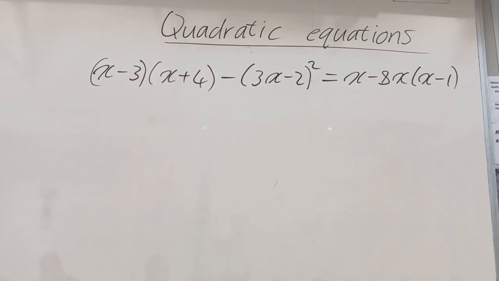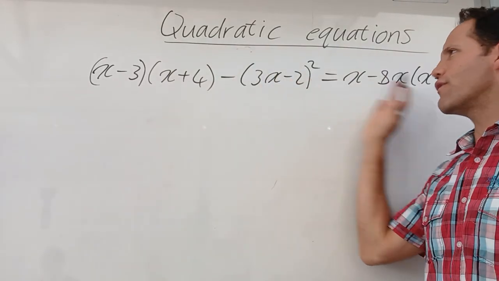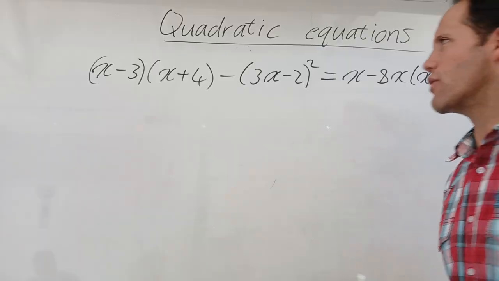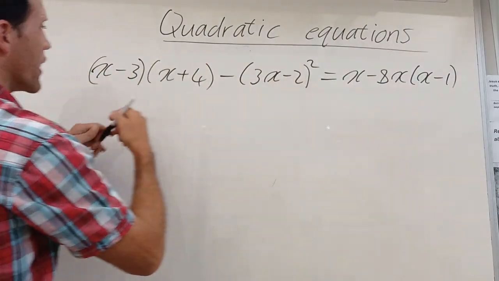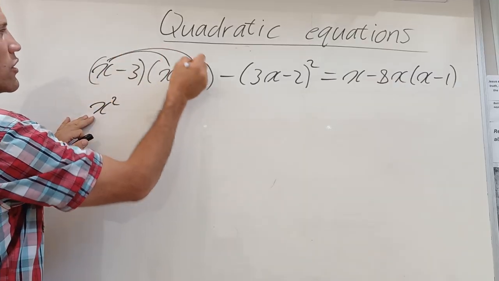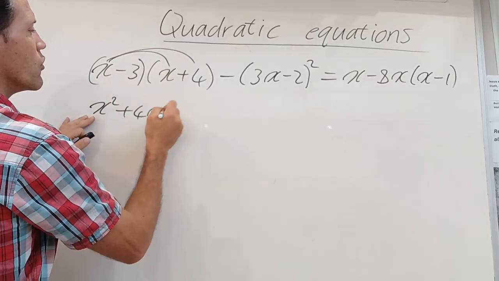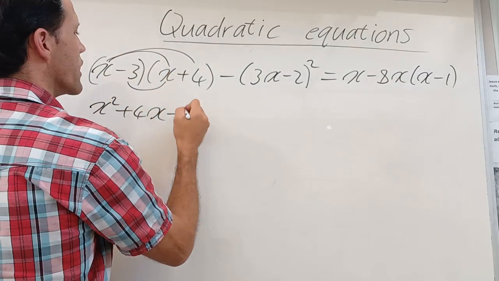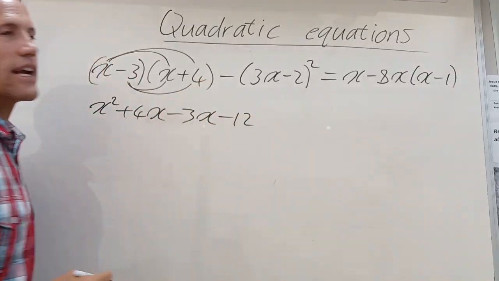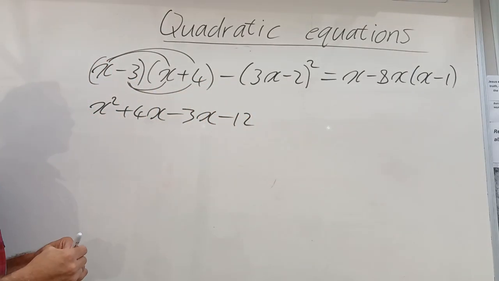So we're going to simplify everything first, because you need to add the similar terms and so on. When we start simplifying, we can start here: multiply x by x is x to the power 2, x times 4 is 4x, negative 3 times x is negative 3x, negative 3 times 4 is negative 12. That's a good start, right?